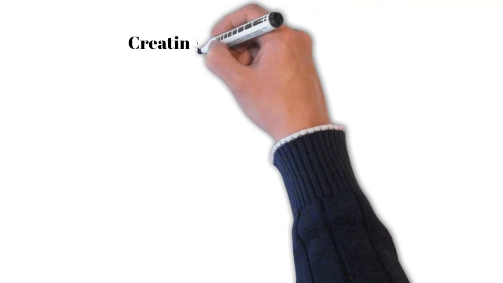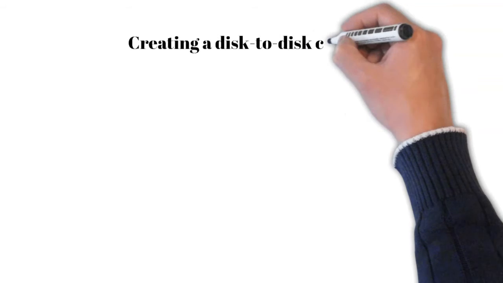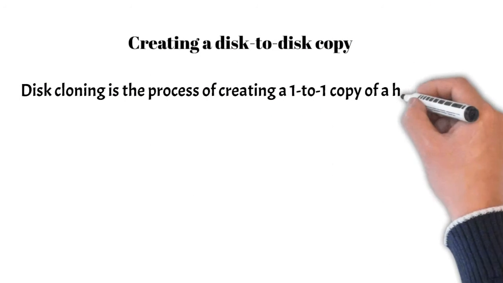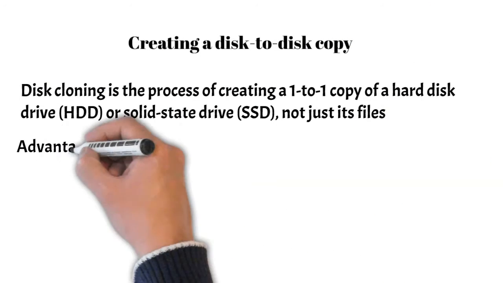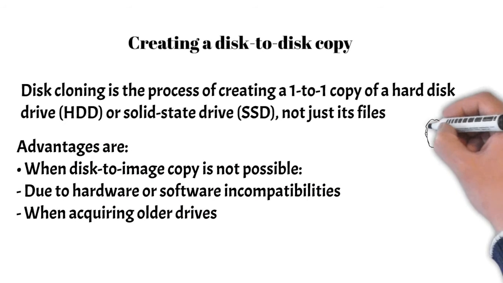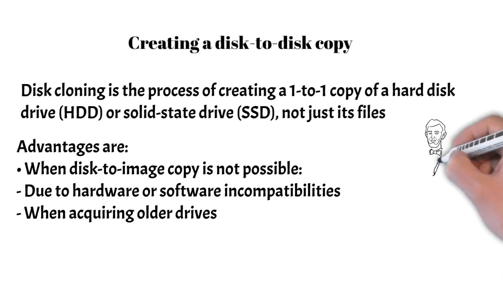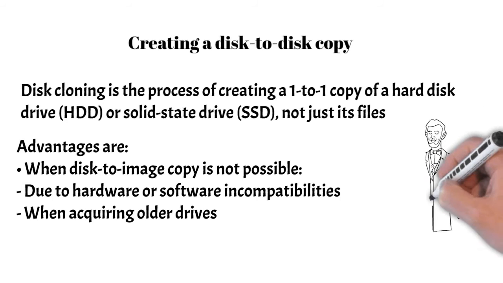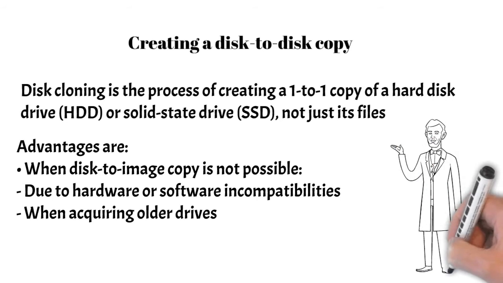Creating a disk-to-disk copy is used when a disk-to-image file faces hardware or software errors due to incompatibilities. It copies the entire disk to a newer disk by using any of the forensic tools such as EnCase and SafeBack. These tools can adjust the target disk geometry to match the original drive.